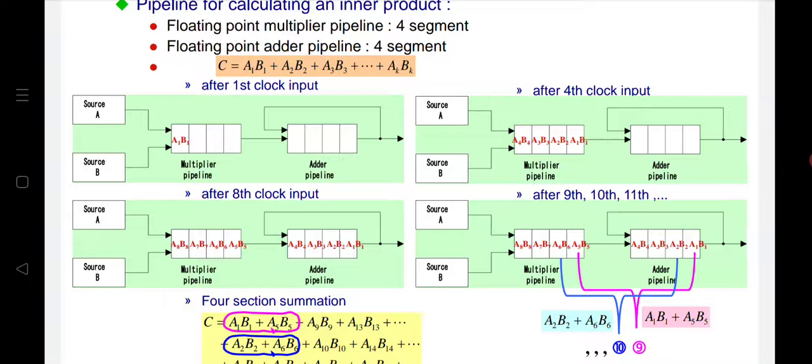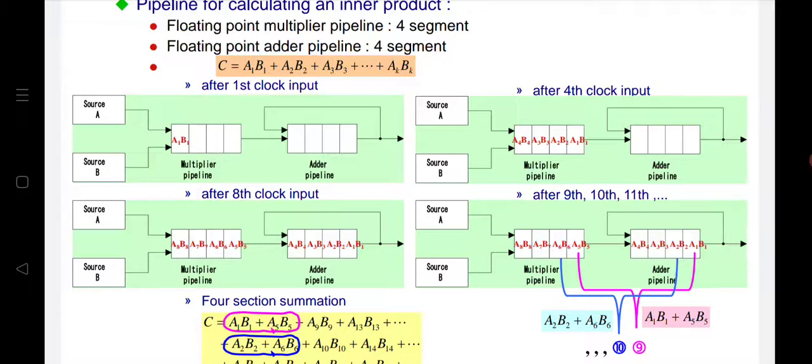What happens in the first clock pulse? Source A and source B are there, and you have the multiplier pipeline. Continuously you are going to have A1 into B1, and so on till A4 into B4, and it is given to the adder pipeline, and the result will be there. After the fourth clock pulse, in the same pipeline, I am going to have the next values, A4 B4, which have moved along with A3 B3, A2 B2, A1 B1.